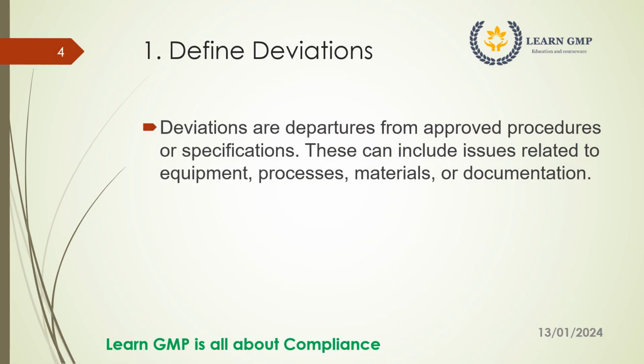Step 1. Define deviations. Deviations are departures from approved procedures or specifications. These can include issues related to equipment, processes, materials, or documentation.